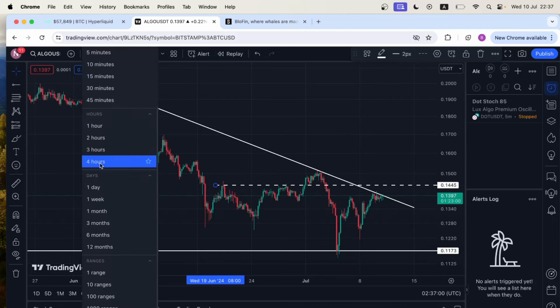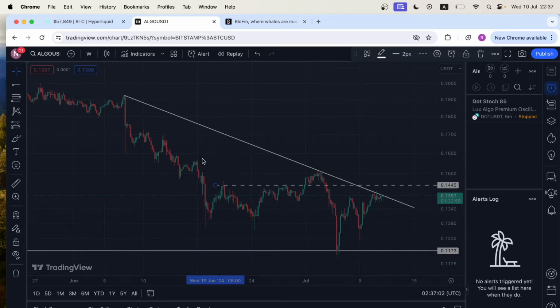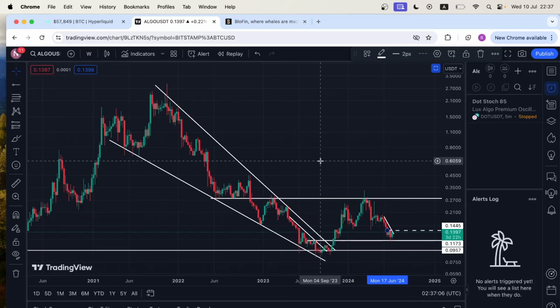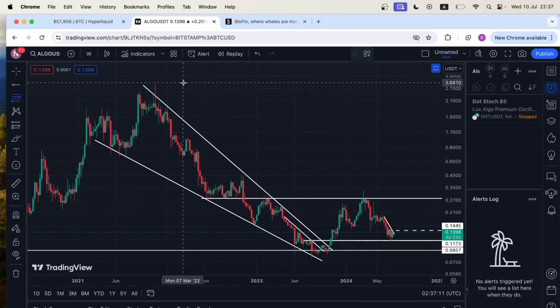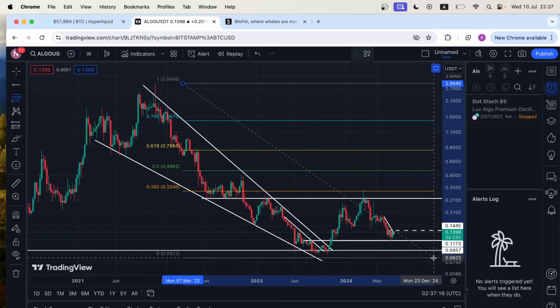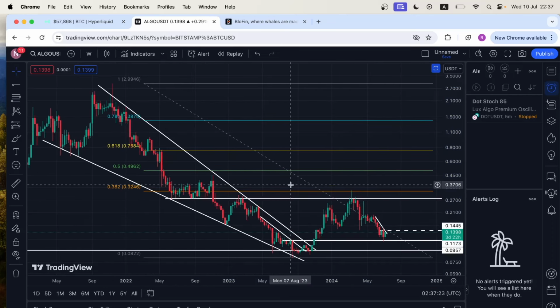Okay, I want to zoom out and I want to show you one thing, like what the significance is with this particular level and why we keep getting rejected there. So I'll take a Fibonacci retracement. I'll run it from the top, drag it down to the low here. And if you look at this, this is where the 382 Fibonacci retracement level is.